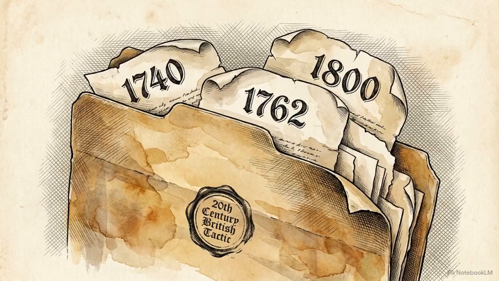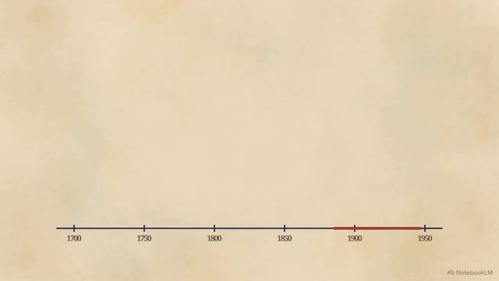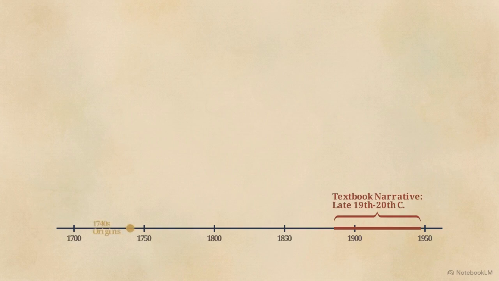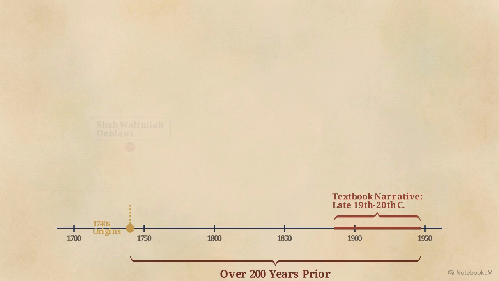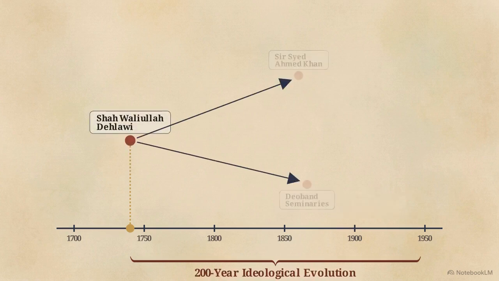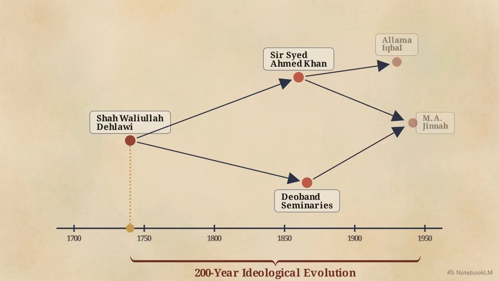If the two-nation theory was merely a 20th-century British tactic, the dates of its intellectual development do not align. The British political maneuvering cited in textbooks occurred in the late 19th and 20th centuries, yet the organized movements demanding Islamic separation emerged over 2 centuries prior to the partition. The two-nation theory was the product of a 200-year ideological evolution.